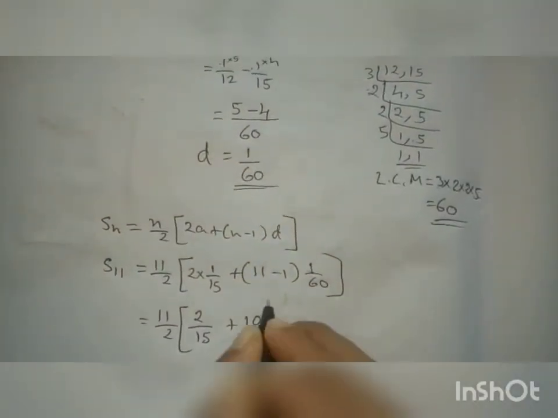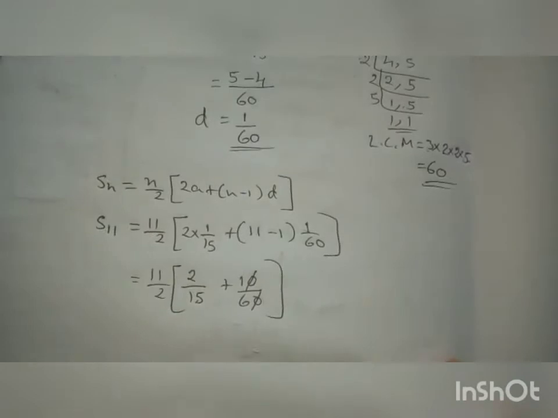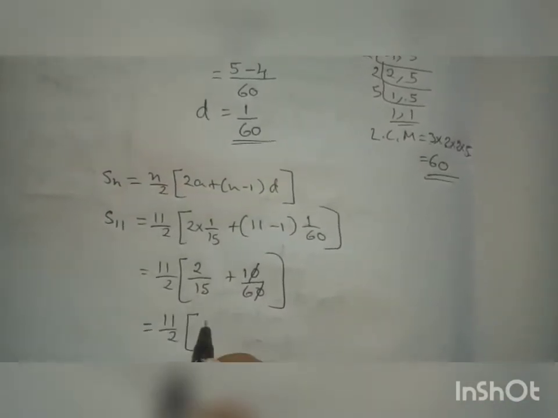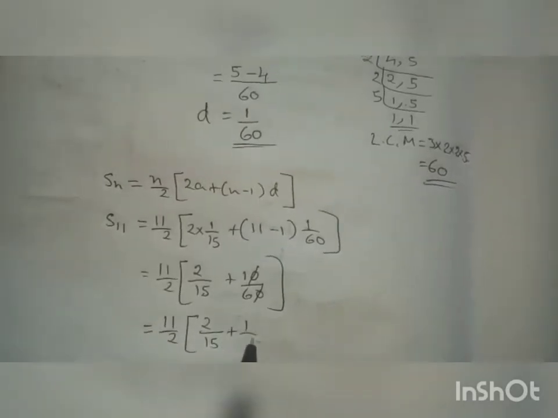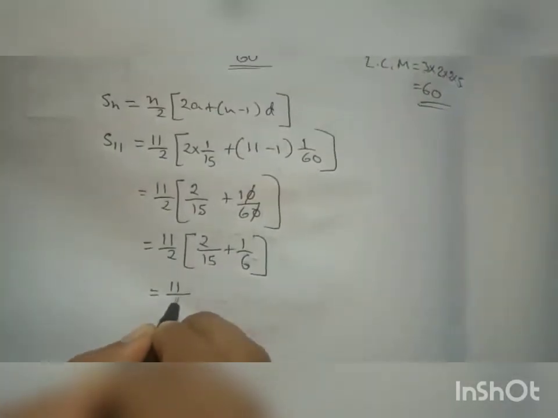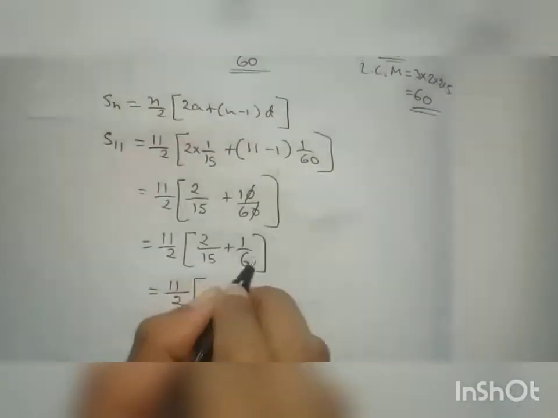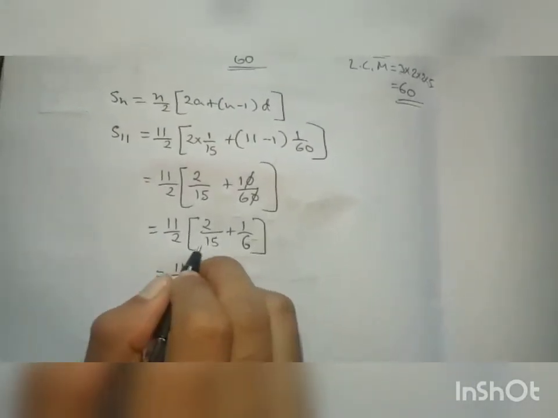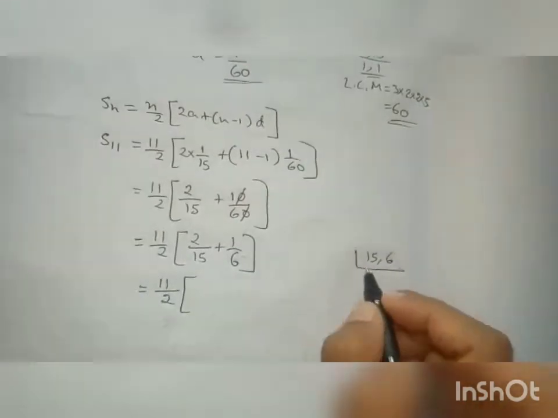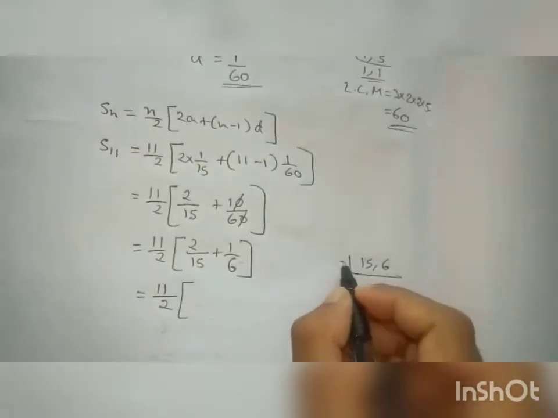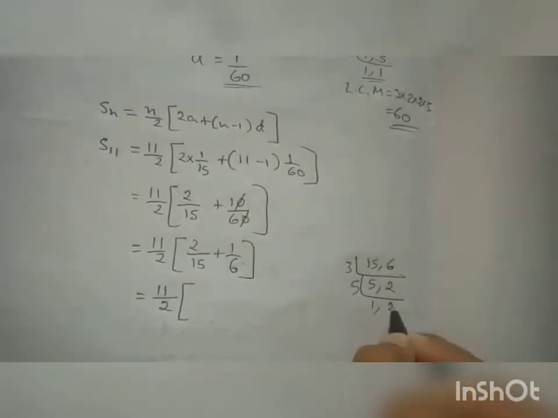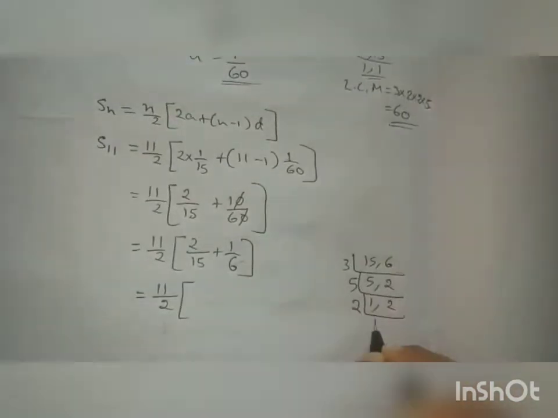10 by 60. Here the 0 and 0 we can cancel. Next, 11 by 2 into 2 by 15 plus 1 by 6. Next term, 11 by 2. Here the denominators are different, so you have to take the LCM to add. So take the LCM of 15 and 6. What will you get? 3 5s are 15, 3 2s are 6. Next 5 1s are 5, 2 will be as it is. Next 2 1s are 2.